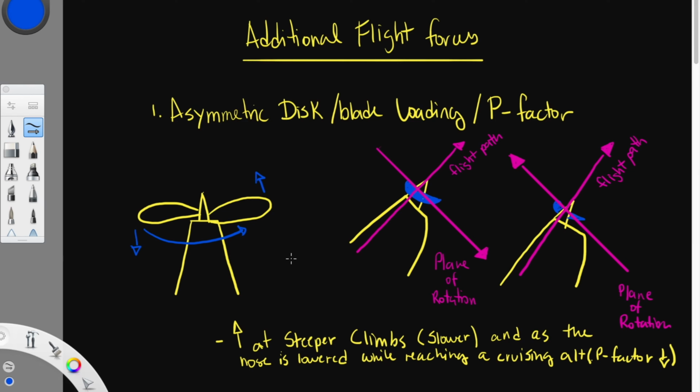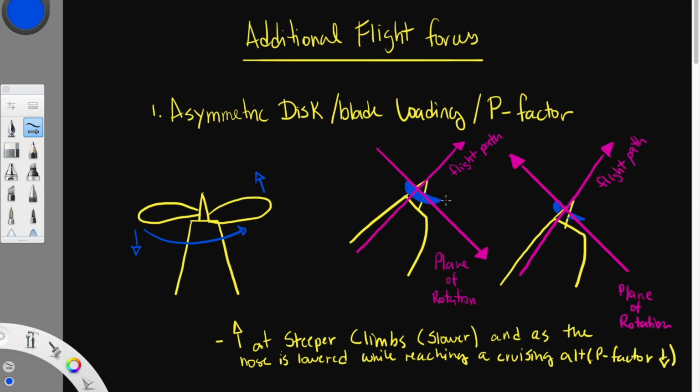Now, if we look sideways, this is what happens. At steeper climbs or at slower airspeeds, here we have the flight path of the airplane, right? The nose is up, flight path is this way, the airplane is climbing. But here's the thing. The propeller blade has a plane of rotation, basically 90 degrees from the flight path. And what happens here is something very, very interesting.